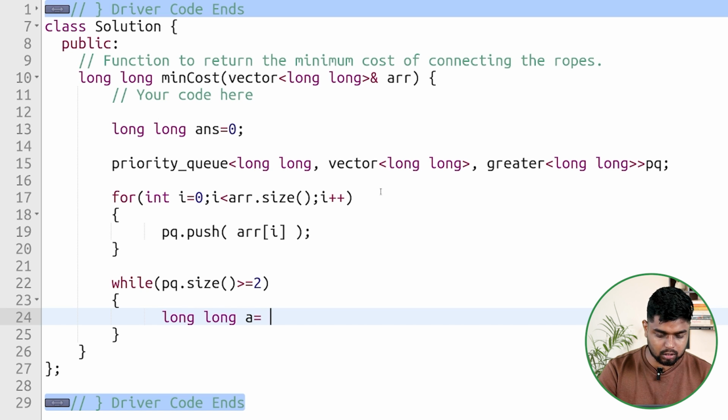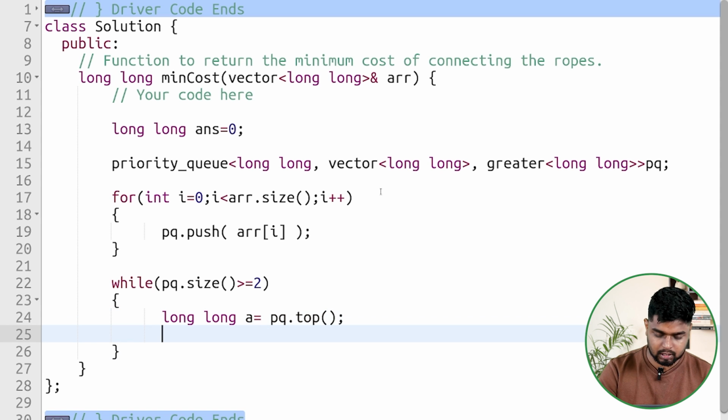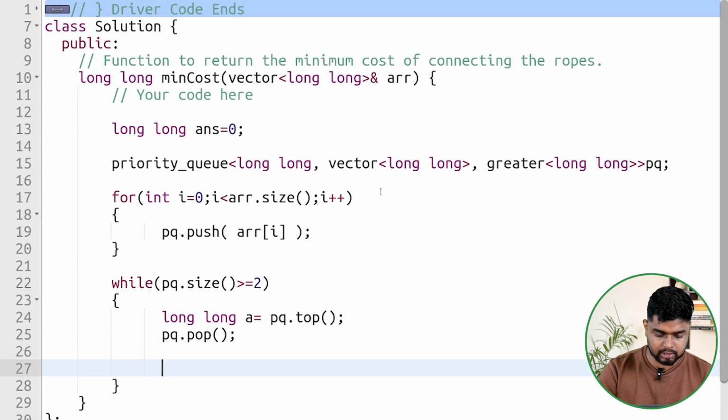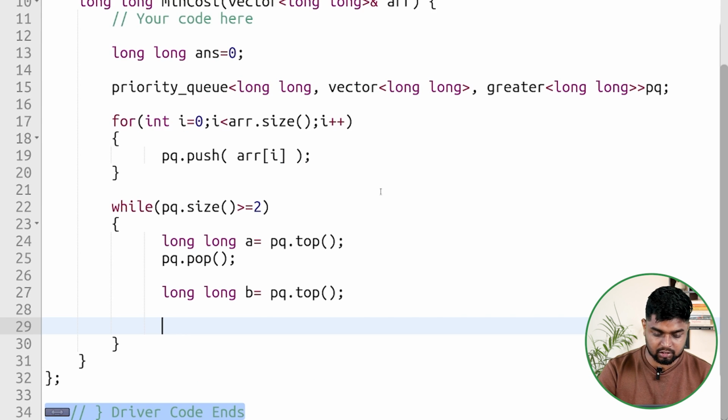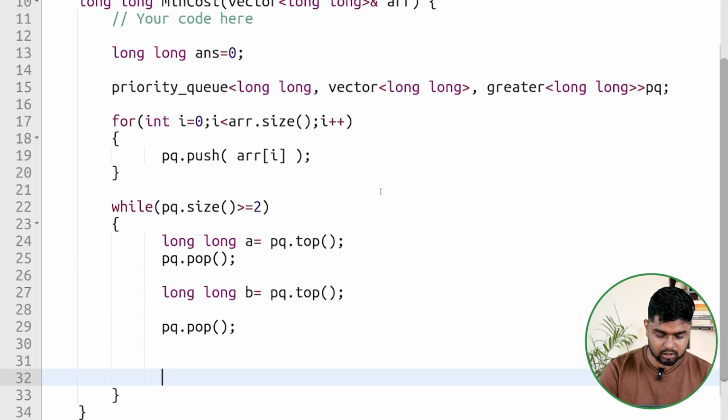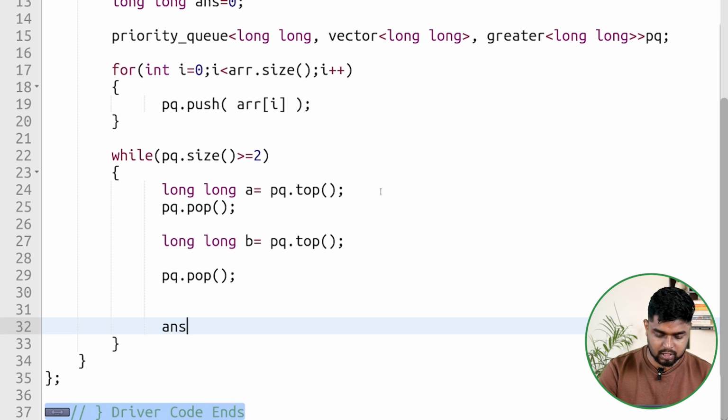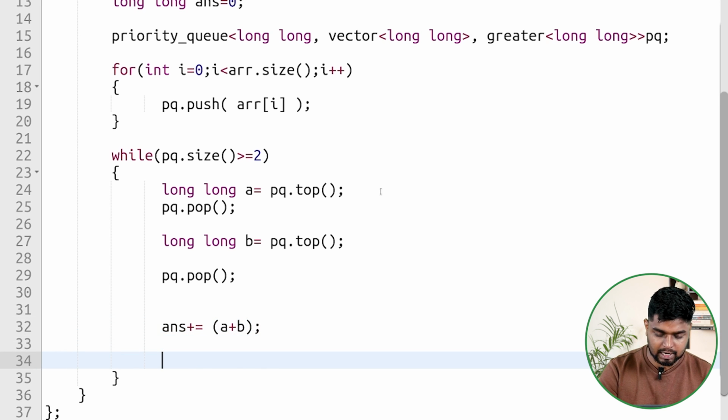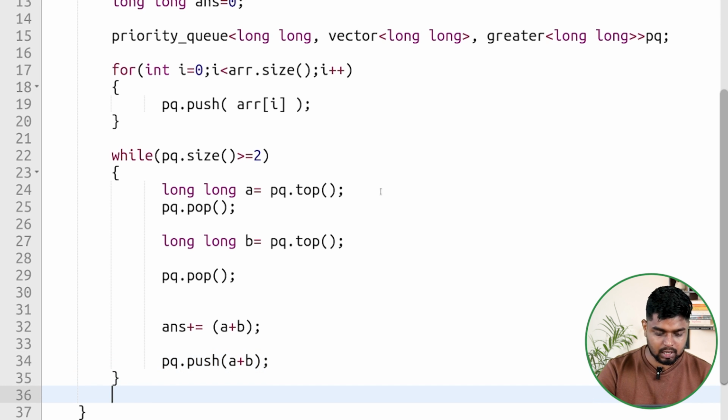Okay, so long a will be pq dot top. So take the top element out and then pop it out. Then long b is equal to pq dot top again. So the next minimum element is what you take out, the next minimum rope, and then remove it also. Then in the answer variable, you will update the cost by a plus b, because you're connecting these two ropes. And in the priority queue also, you need to push a plus b, because the new rope length will be a plus b. And then after that you simply return the answer.